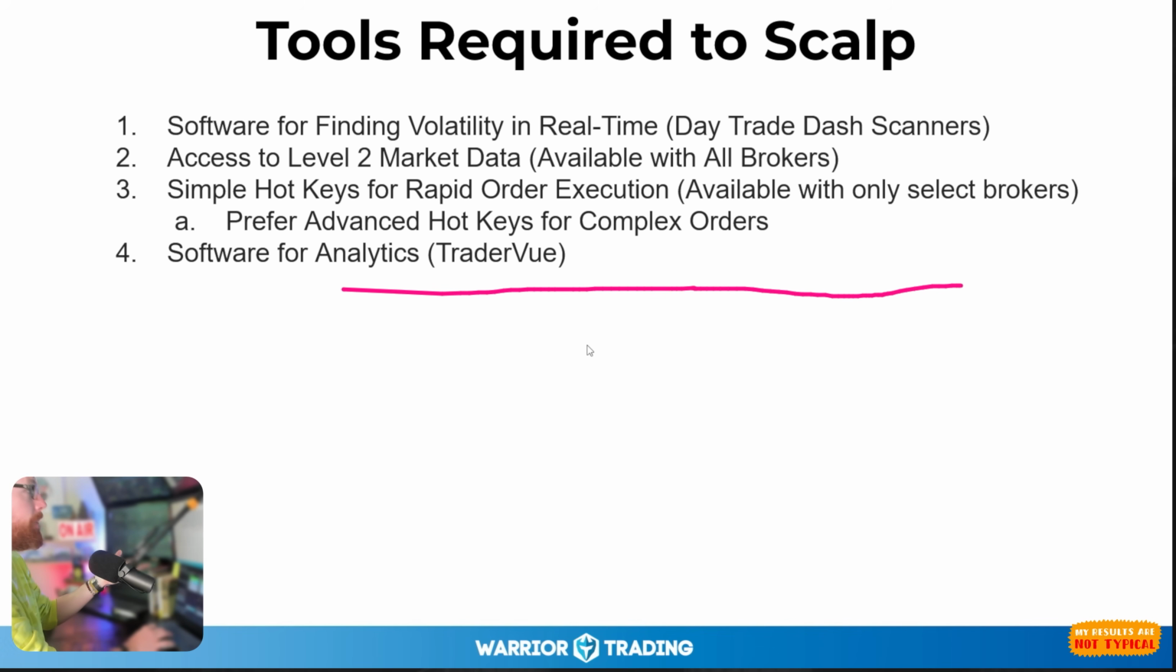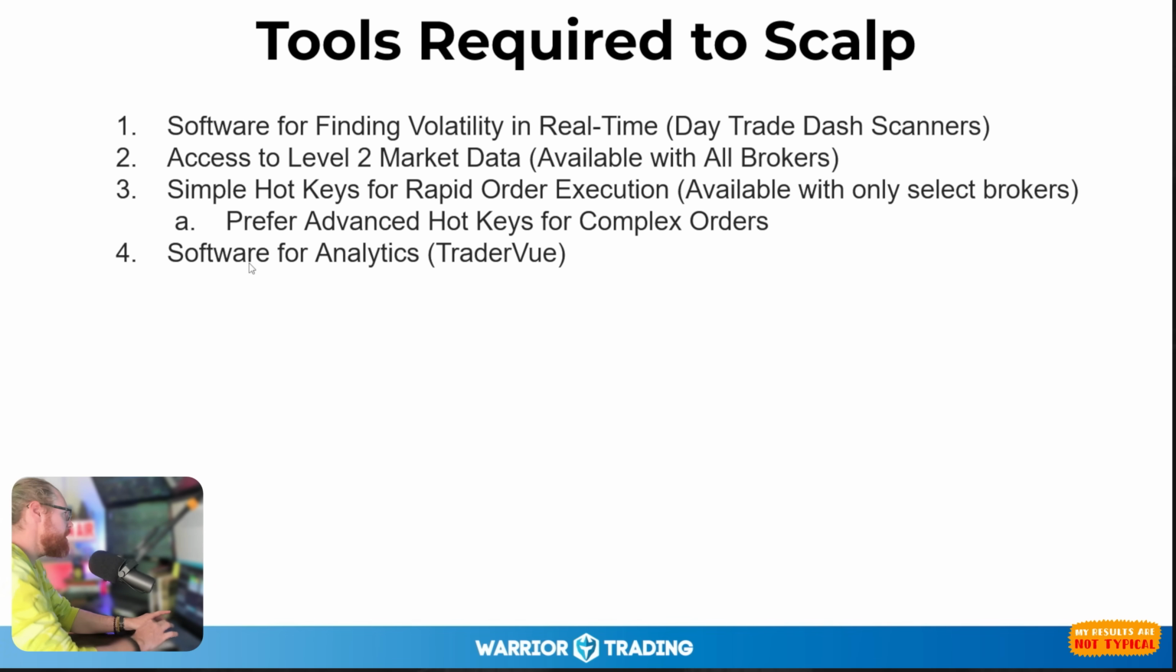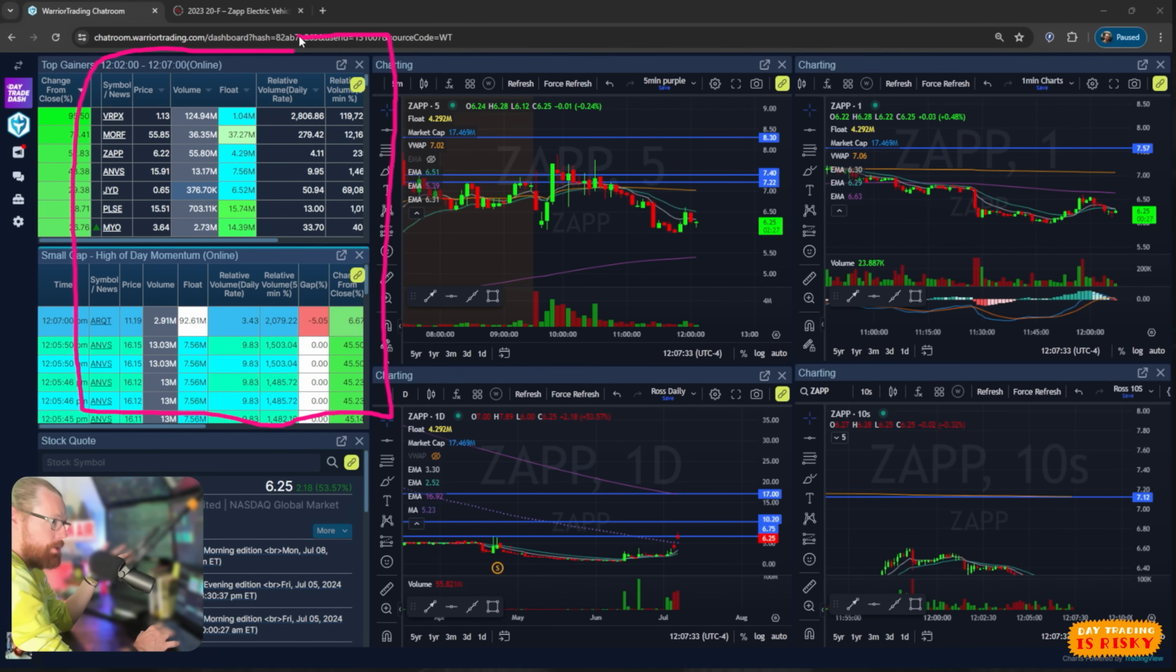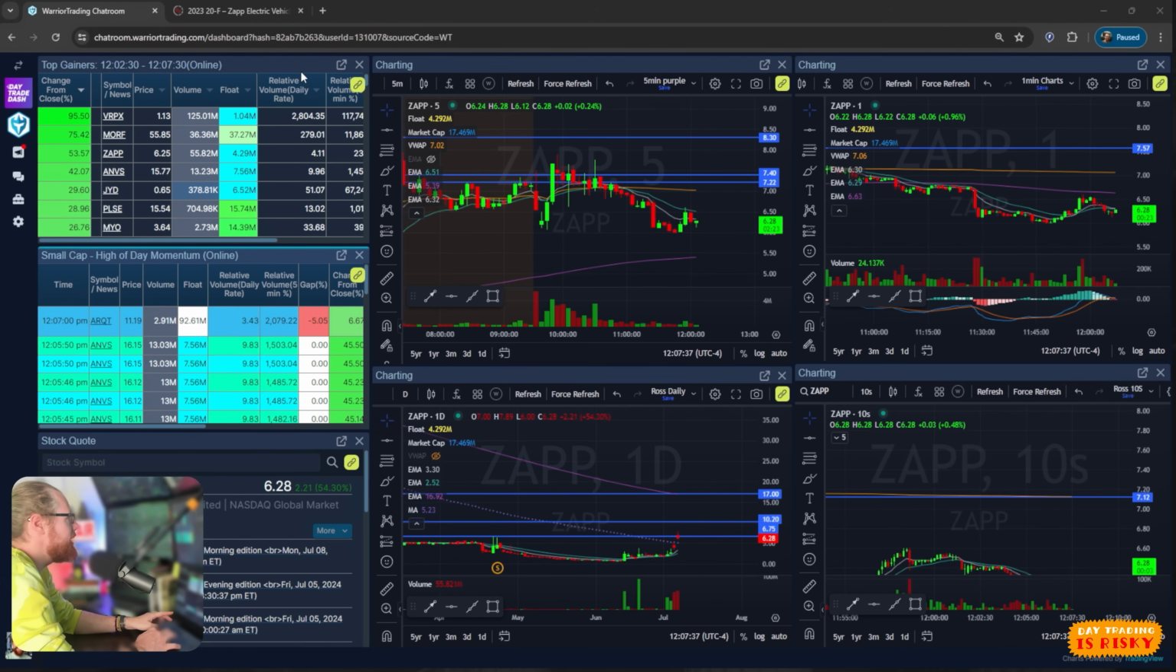So the tools required to be a scalp trader, number one, you're going to need software for finding volatility in real time. And for me, that's the Day Trade Dash scanner that I have on my screen and I'm using every single day for trading. So these are the scanners right here that I'm using. These have been developed by my own development team. It's a subscription at Warrior Trading that many of our members are using. So these are the scanners I'm using to find stocks to day trade.